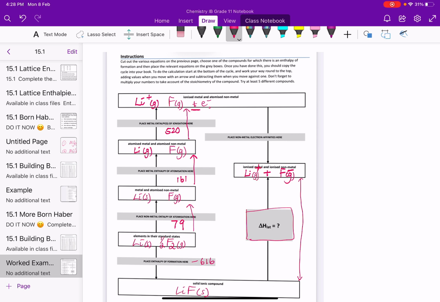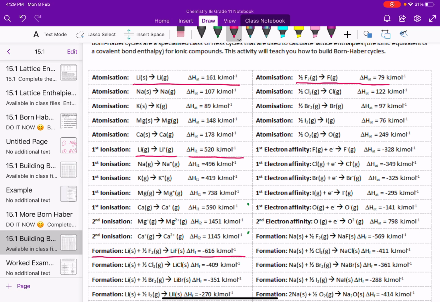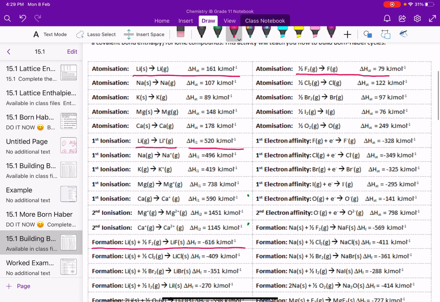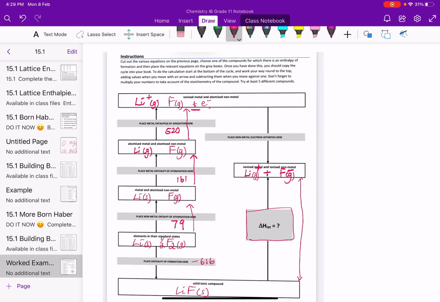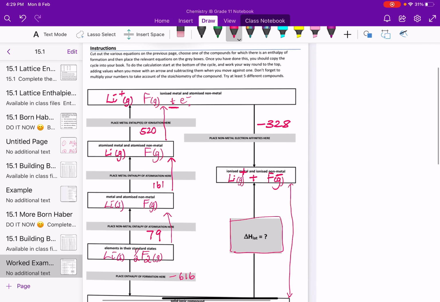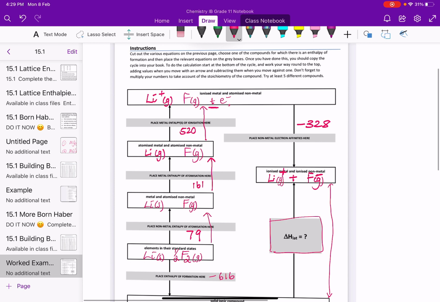We've got the lithium, which is exactly the same as it was before. Nothing's changed to the lithium because we can only do one thing at a time. Fluorine turning into a fluoride ion. Because here we're moving, the arrow is in an opposite direction.